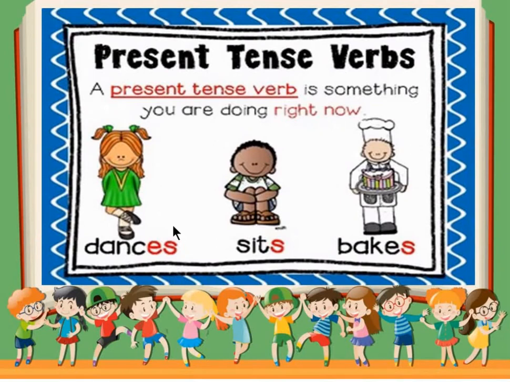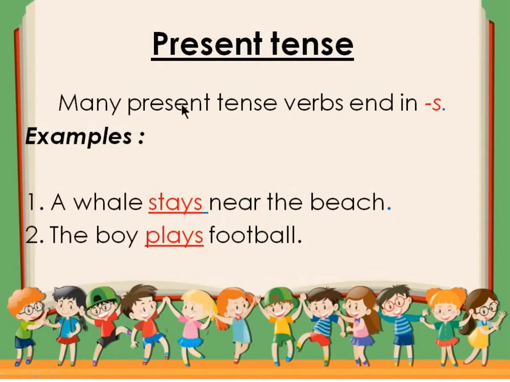Let's study first the present tense verbs. A present tense verb is something you are doing right now. For example, dances, sits, and bakes. Again, when we say present, it is happening right now. Present tense usually ends with an S.